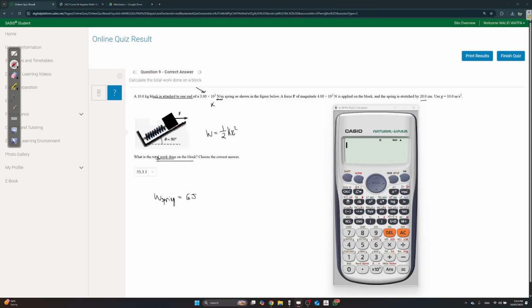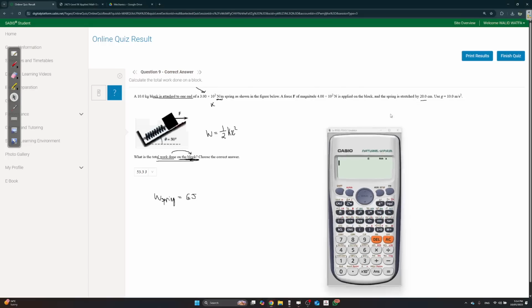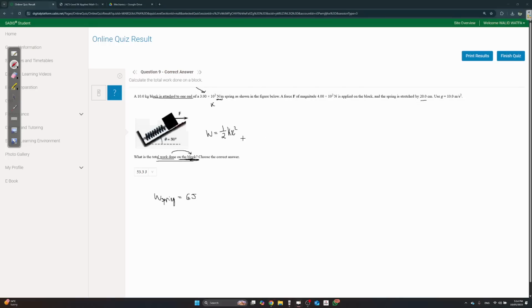So they want the total work done on the block. Okay, so this is very important here. You want to find the work done on the block, not on the spring. It's very important to know what they're asking for, because if they want it on the spring, then 6 joules will be your answer. So let's just look at the block for now.